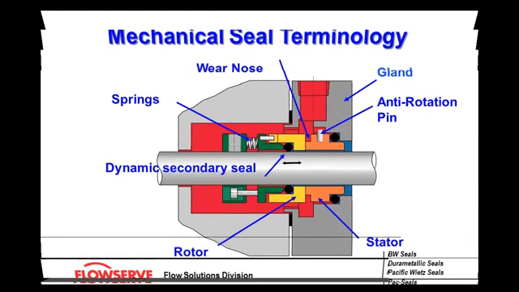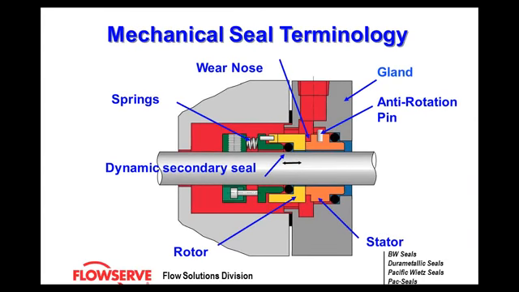Some typical mechanical seal terminology. You can see there's the springs, the rotor and the stator, the anti-rotation pin, which holds everything together, and the gland, which I mentioned earlier as adaptive hardware. The gland allows you to bolt your seal to your pump.